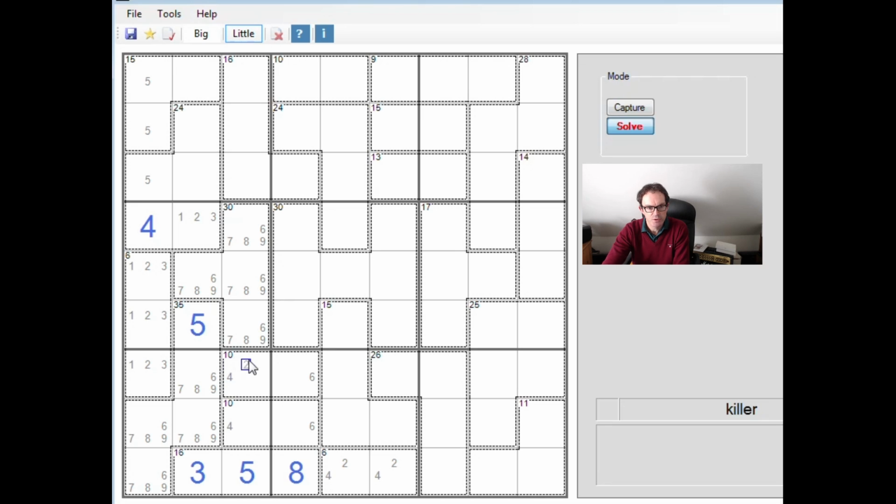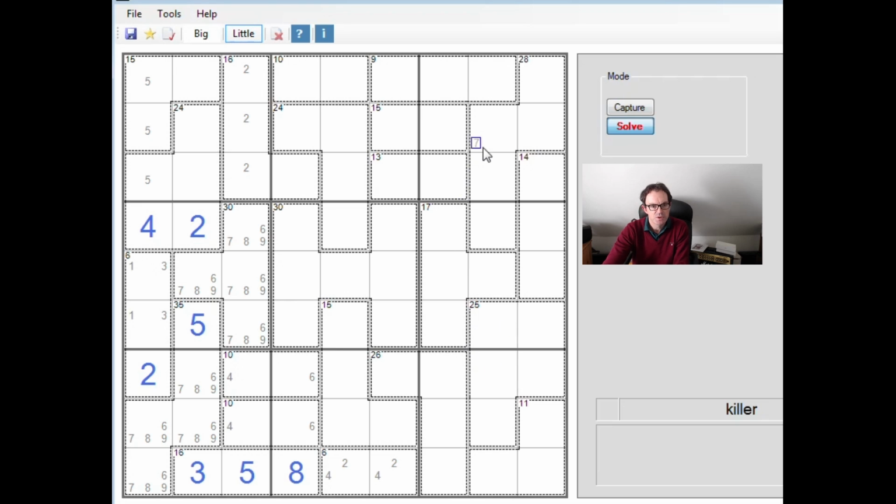There can't be a 2 in either of these positions because if there was a 2, this would be an 8, and there's already an 8 here. So in fact there's only one place a 2 can go in this block, and that's here. This must be a 2. So let's put that in. That means this must be a 2. That means there is a 2 in this 16 cage up at the top.